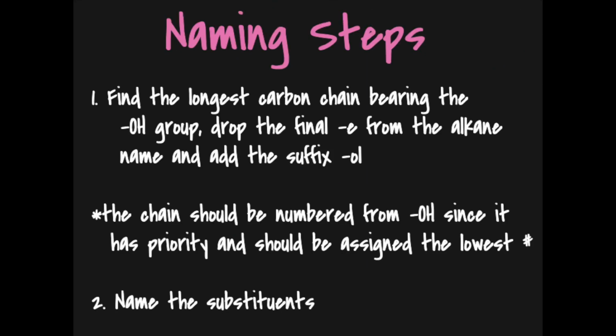Here's a summary for the naming rules for alcohols. It's similar to how you would name alkenes, alkanes, or alkynes, as explained by Bhagia in the previous videos. You would first find the longest chain with the OH group, and then assign the hydroxyl group with the lowest number as it has priority. Then you would name the substituents, and then drop the E from the alkane name, and then add the suffix OL.